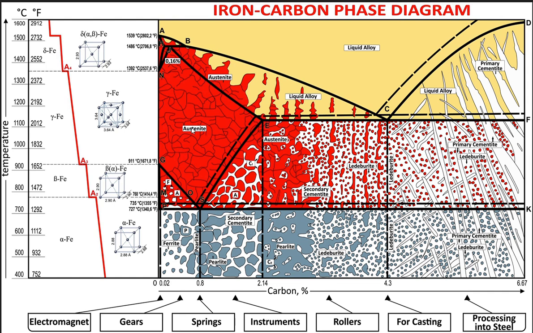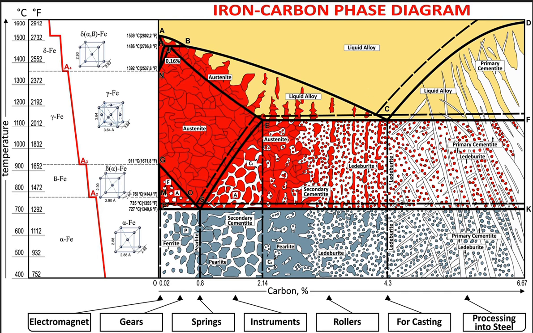And then we have austenite. It is a high temperature phase. It has a face-centered cubic structure, shortened to FCC, allowing it to soak up much more carbon, up to 2.14%.